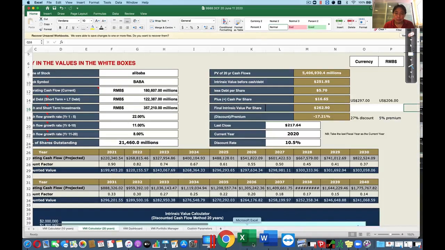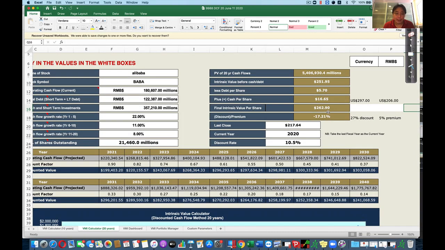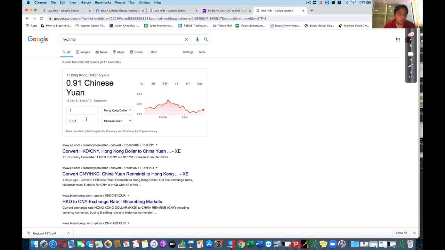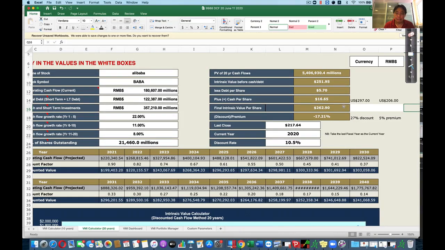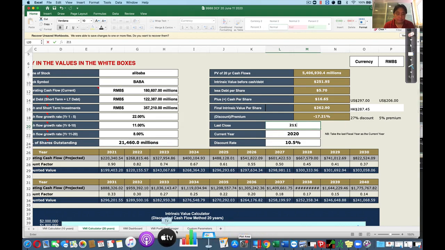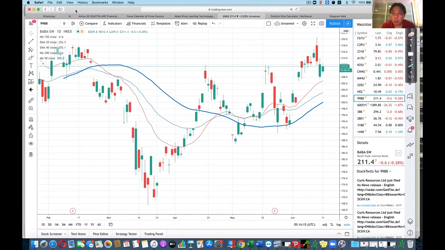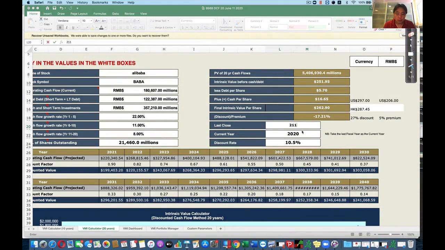Okay, so 262.9 RMB is equivalent to 287.45 Hong Kong dollars. There we go. So what is the current share price in Hong Kong dollars? It is 211 as we saw earlier on, right? Was it 211? Let's double check that. Yeah, 211.4 Hong Kong dollars.